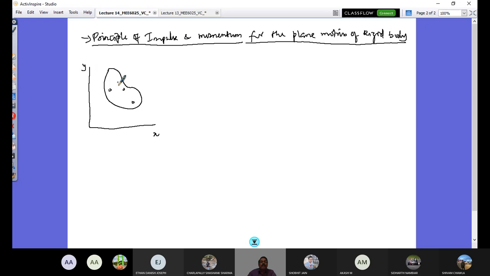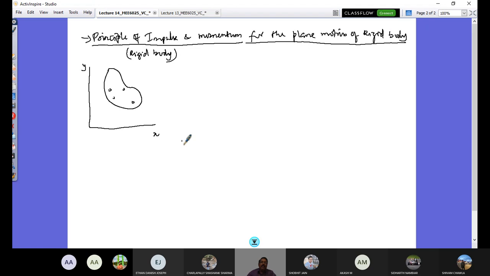So I have many delta M's located and constituting the total mass of this rigid body, and the relative positions of these small masses are not going to change under the action of the forces. That is the definition of a rigid body. How do you define a rigid body? When a rigid body is acted upon by a system of forces like this, there are n number of particles or elemental masses constituting the total mass of the body, and the relative positions will not change under the action of force. For that the body is called a rigid body.